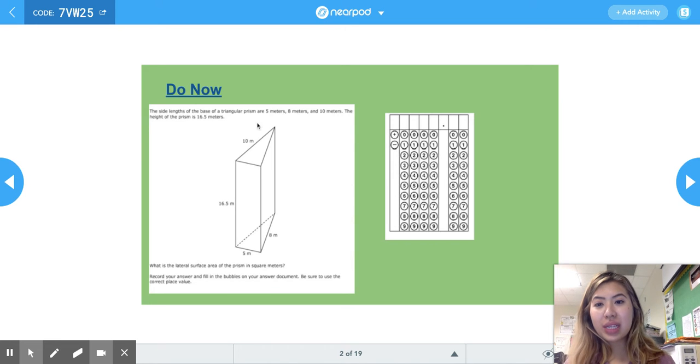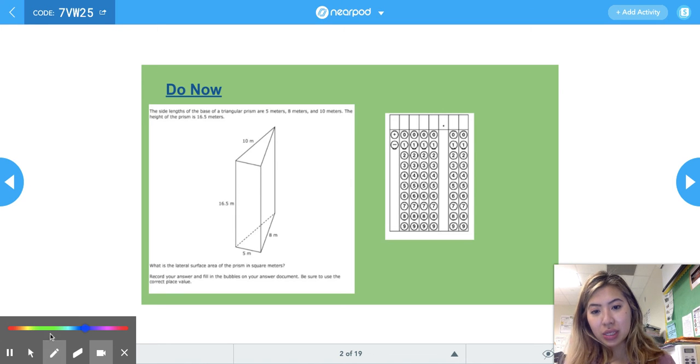Our do now question reads: side lengths of the base of a triangular prism are 5 meters, 8 meters, and 10 meters. The height of the prism is 16.5 meters. As you can see, they've all been labeled on this diagram. What is the lateral surface area of the prism in square meters?